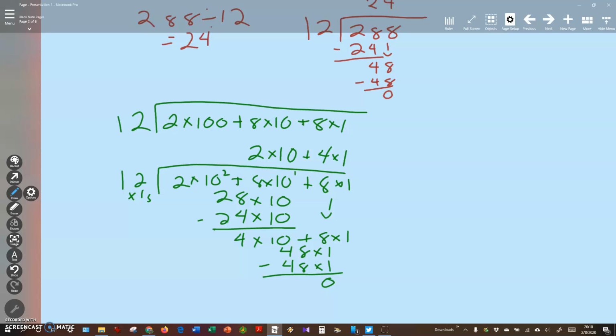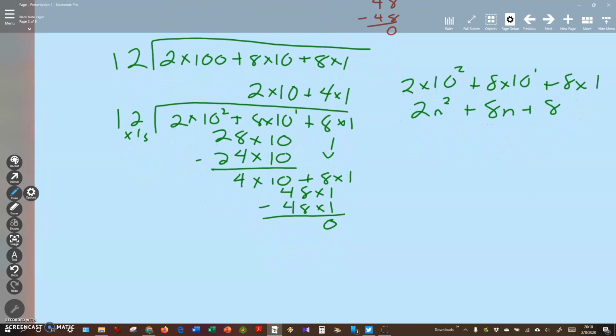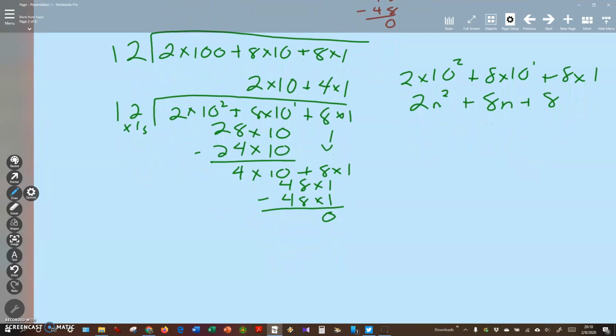And the reason I did this is because if we look at the 2 times 10 to the second power plus 8 times 10 to the first power plus 8 times 1, what we're seeing there is very similar to a polynomial. If I were to replace the tens with a variable n, you can see that it is very similar to how we write a polynomial. In fact, it's identical, except here we know what the variable is equal to. We can still call it place value, even though it is not a number we would normally associate with a place value, like we do with tens.